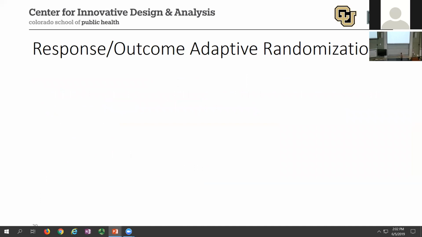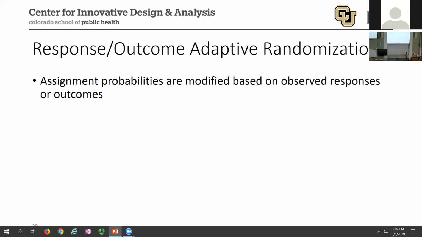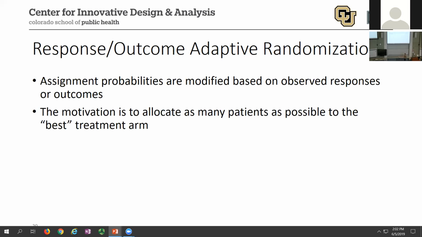Another really popular and common type of adaptive randomization that people show interest in, largely for ethical motivation, is this idea of response or outcome adaptive randomization. Now, instead of trying to balance information based on people's baseline covariates, we say, what if we want to actually assign more people to arms that look like they're showing some benefit? In this case, our assignment probabilities change based on previous individuals' responses in the trial. The motivation here is that we want to allocate as many patients as possible to what we consider the best treatment arm possible in the study.